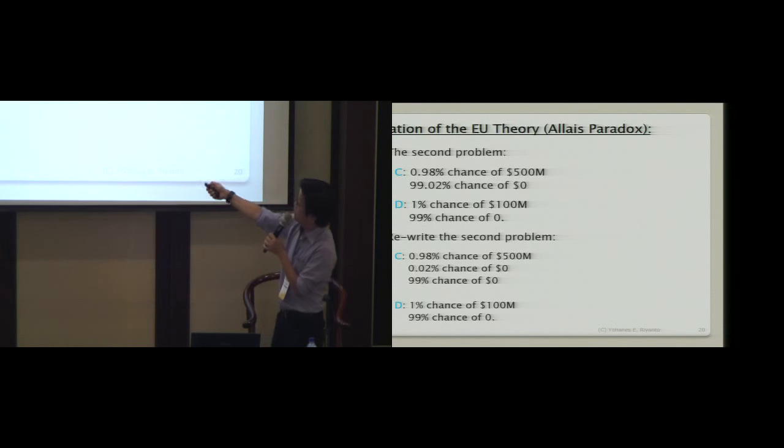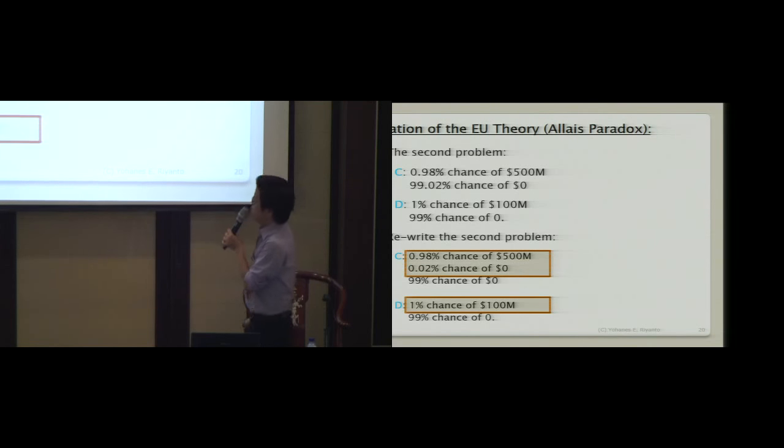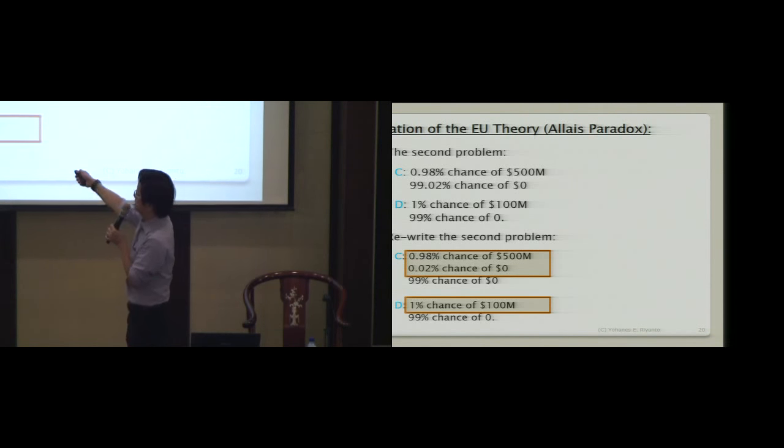0.98% chance of getting 500 million. I split it into 0.02% chance of getting 0 and 99% chance of getting 0. It's exactly identical to that. Okay? Now, focus on these two and on this.